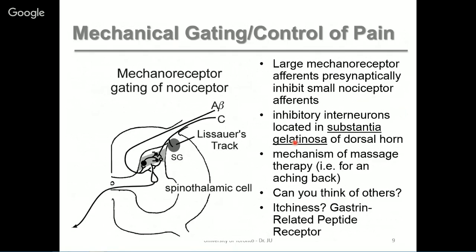Should also make sure that you know things that I've talked about in class, like the substantia gelatinosa, right? So we've talked about that, and you should know what sorts of things are found in the substantia gelatinosa, where it's sort of located, and why these might be important in terms of the gate control theory of pain.